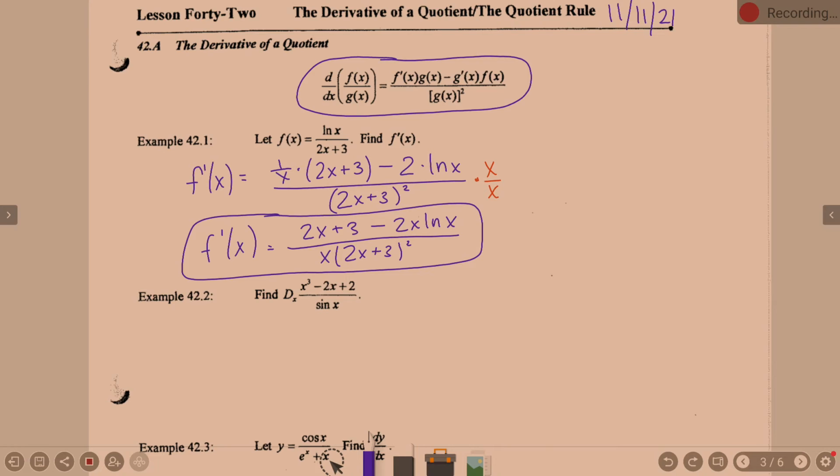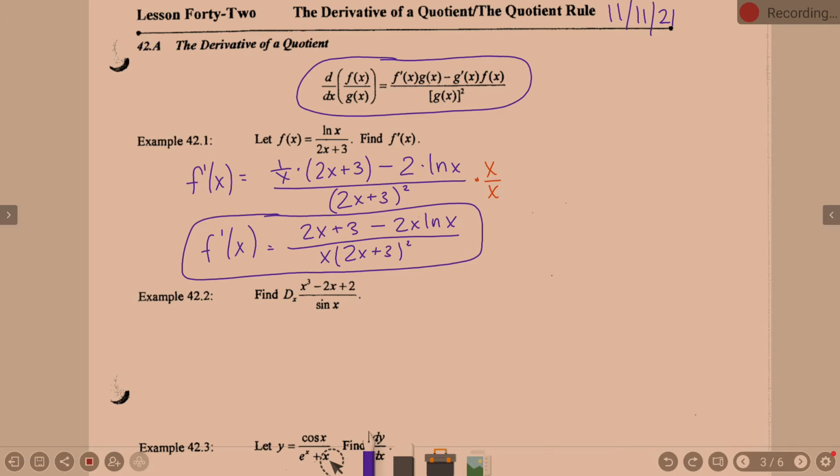Other questions on this one? Yes? Could you not cancel the 2x plus 3 on top? You cannot, because this 2x plus 3 on top is not a factor. If this was 2x plus 3 times 2x natural log of x, we could, because they'd both be factors. But this 2x plus 3 has something else added or subtracted to it, so we cannot. We will see some canceling as we go through stuff. Okay, we good?